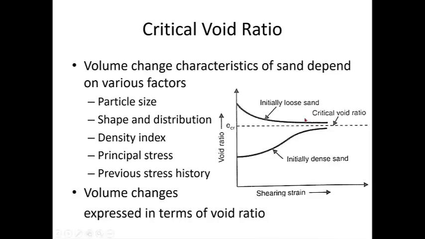Initially loose sand will keep on reducing its void ratio and come to this point, and initially dense sand will dilate and come to the critical void ratio. Soil particles upon straining will slowly roll over each other and rearrange, whether dense or loose. Some strains are induced due to those stresses, and they will finally come to an equilibrium or critical condition, which we call the critical state of the soil. In that critical state, they would have achieved this critical void ratio.